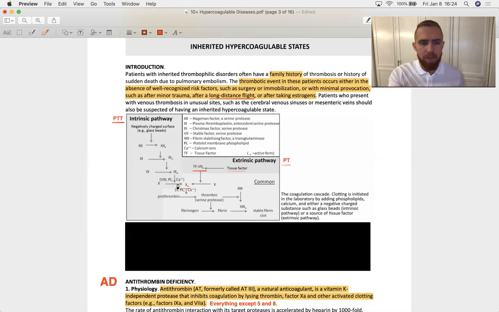So similarly, for the intrinsic pathway, we measure this with partial thromboplastin time, that's PTT. How do we perform this test? Very similarly, again, you need phospholipid to finish off the intrinsic pathway. So in the PTT test, all we do is take a sample of the patient's blood, put some phospholipid in it, and wait and start a stopwatch and see how long it takes for it to clot. And that's your PTT.